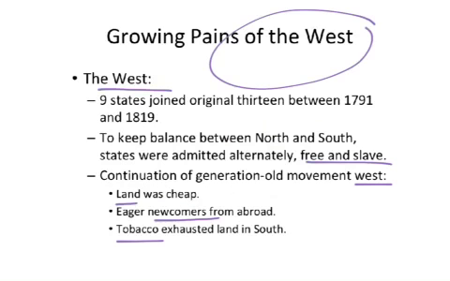At this time, the West was also expanding. Nine states had joined the original 13 between 1791 and 1819. To keep the balance between the North and South, these states were admitted alternately, one free state and then one slave state. This was a continuation of the generation-old movement west. People wanted to move west because land was cheap, newcomers from other countries were eager to get their own land, and tobacco was exhausting the land in the South.